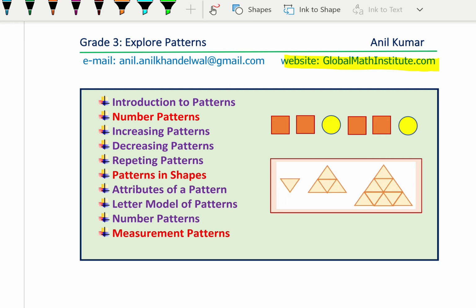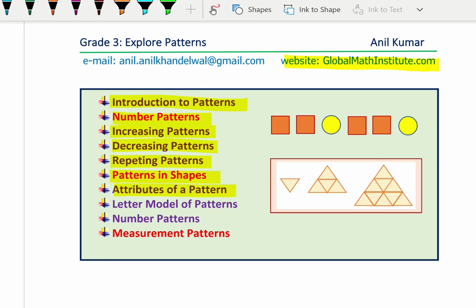In this series for grade 3 students, here is lesson number 3. We are going to talk about patterns. So in this video, we'll introduce the concept of patterns. We'll talk about number patterns, increasing patterns, decreasing patterns, repeating patterns, and then patterns in some shapes. We'll define the attributes for the patterns.